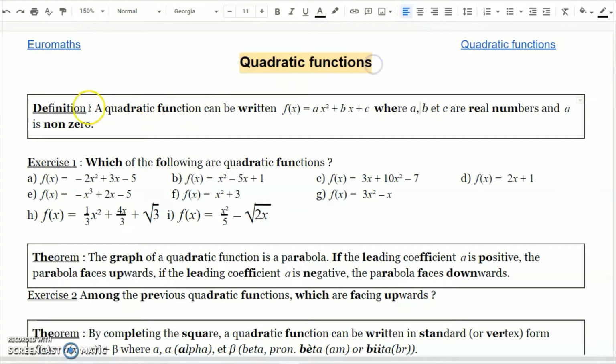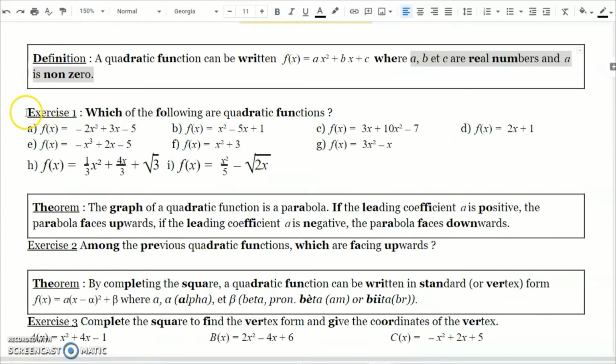Quadratic Functions. Definition. Quadratic functions can be written as f of x is equal to ax squared plus bx plus c, where a, b, and c are real numbers and a is non-zero. Exercise 1. Which of the following are quadratic functions?